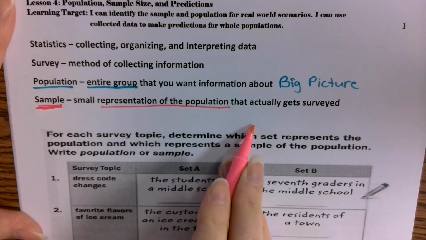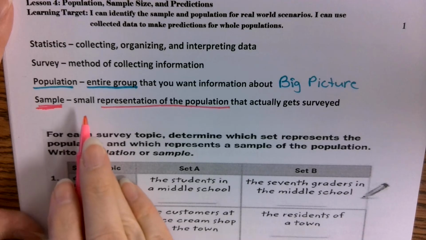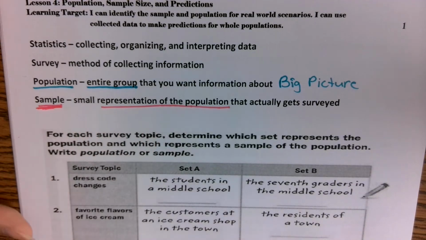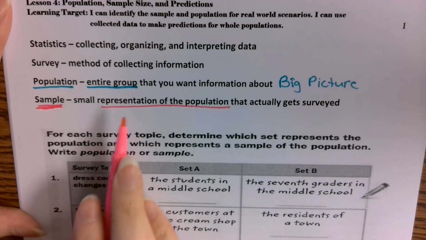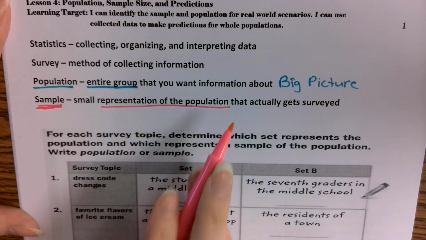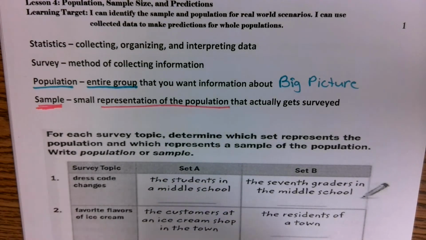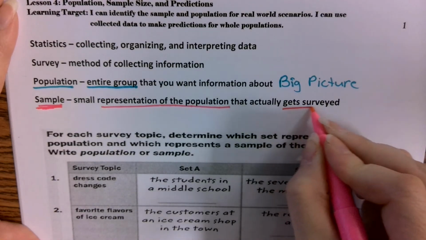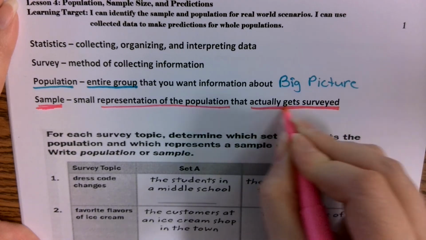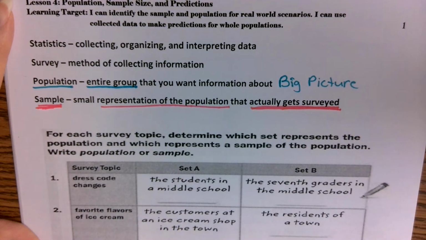So if I'm choosing a sample, so if I want my population to be students at school, but I'm sampling their parents, that is not representing the population, okay? You have to be representative of your population in order for it to be a fair representation or a fair sample size. And it's also important to know that they are the ones who are actually going to get surveyed.